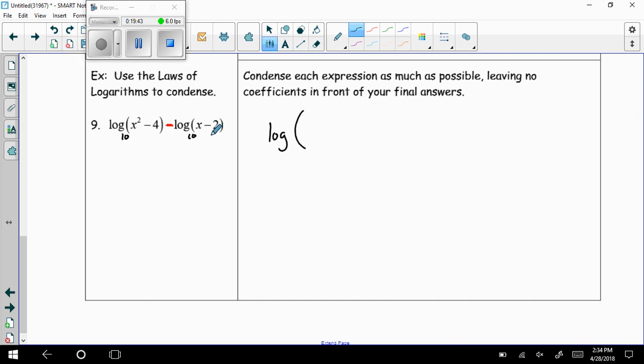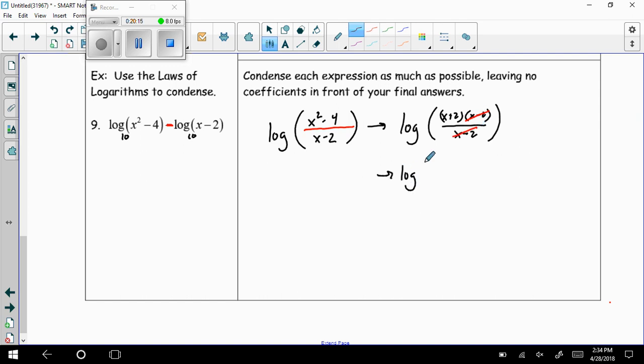And so if I wanted to rewrite this, this becomes log of the x squared minus 4 goes in the numerator, and the x minus 2 goes in the denominator because that's what's subtracted. And we're here. At this point, I would want you to see that in the numerator there is a difference of squares, so we can now factor the numerator. So this becomes log of x plus 2, x minus 2, all over x minus 2. And because we have a repeat factor in the numerator and the denominator, those will cancel. And we are left with log of x plus 2.